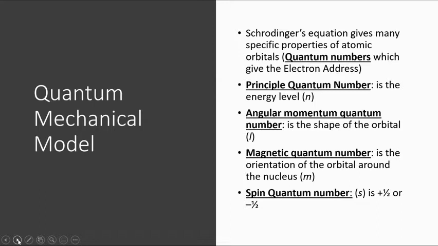Angular momentum quantum number: is it S, P, D, or F? That's your sublevel. Your magnetic quantum number is the orientation of that. So is that your Px, Py, Pz? And finally, your spin quantum number is whether your electron is going up a half spin or down a half spin. You don't need to remember the name of the quantum number, so you don't need to remember principal quantum number or angular momentum. You also don't need to remember n, l, m, or s.